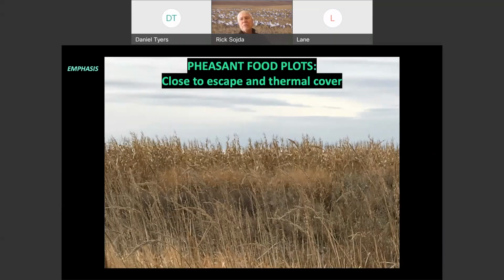and all kinds of wonderful riparian habitat, thick riparian habitat, a lot of reed canary grass, sedges, a little bit of cattail and that kind of thing. That makes great, great cover for pheasants.